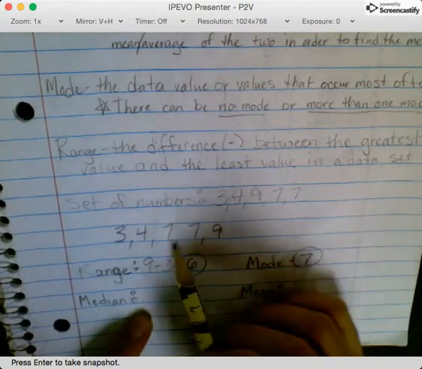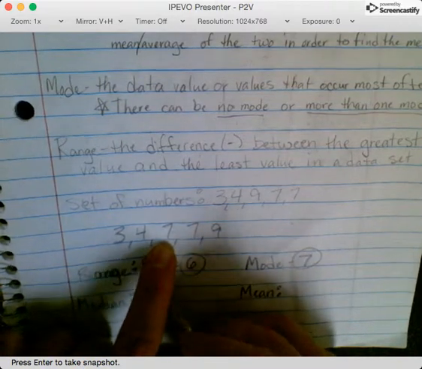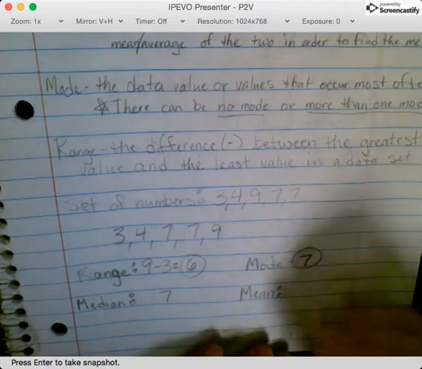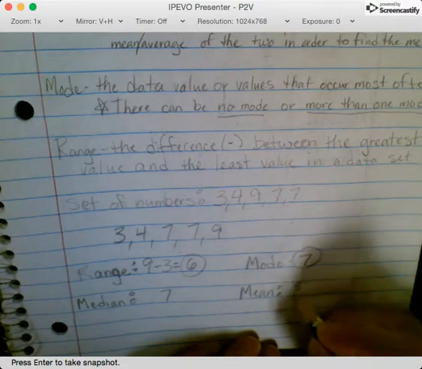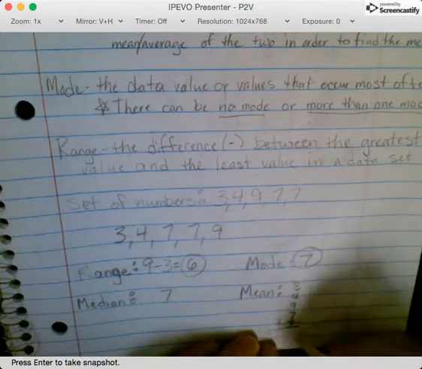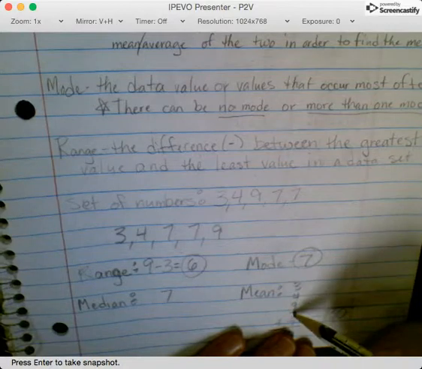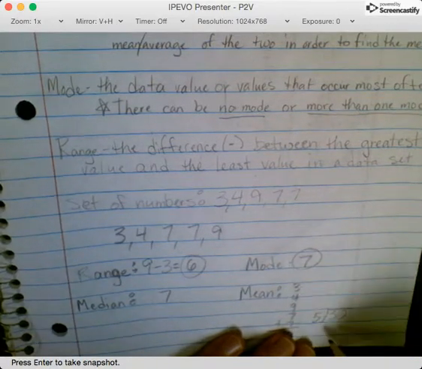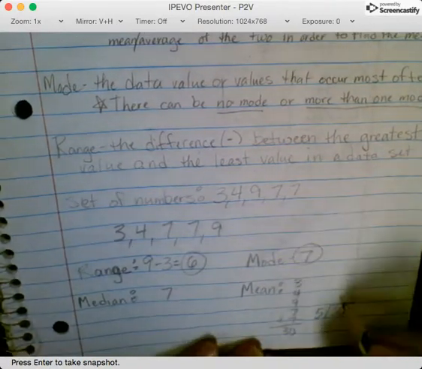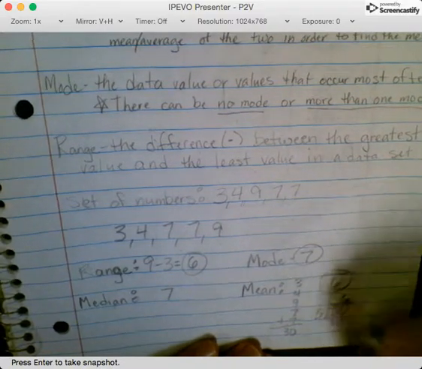And then my median is my middle number, so I count all the way in, and 7 is my middle number. And my mean, I would add 3 plus 4 plus 9 plus 7 plus 7. I get 30. And there are 1, 2, 3, 4, 5 numbers. So I would divide that by 5. And I get 6. So my mean in this set is 6. Okay, I'm going to go through some more examples here.